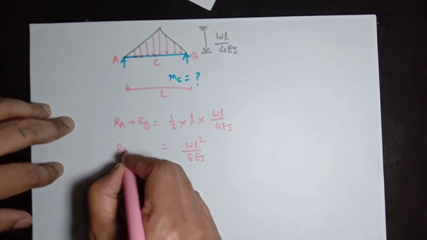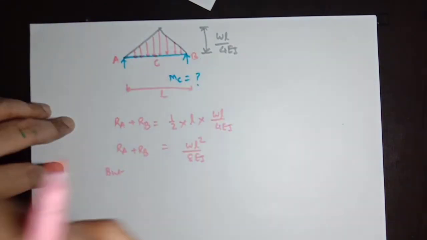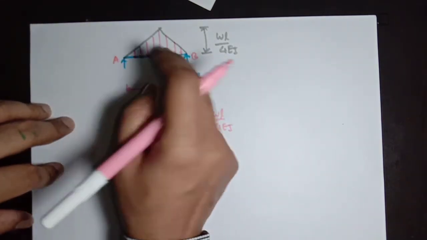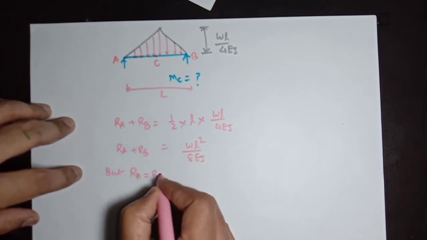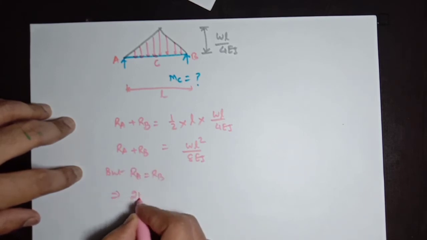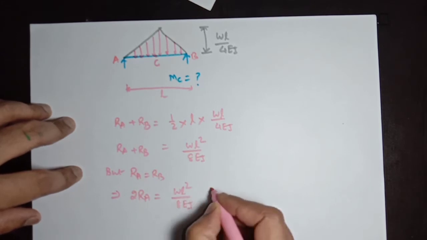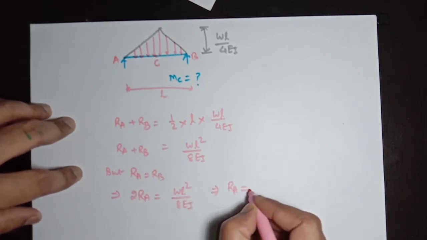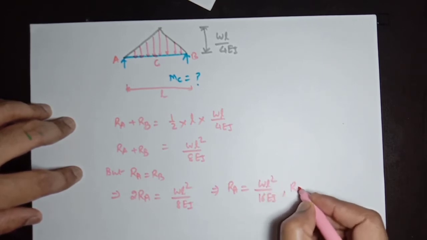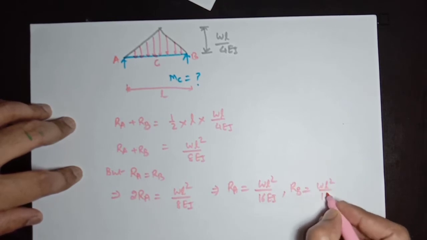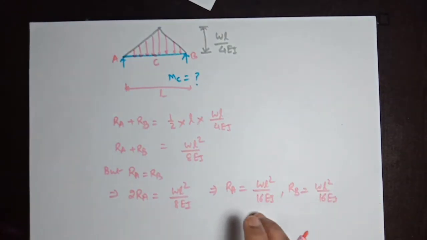The total load is acting here, RA plus RB. But the loading pattern is symmetrical about point C, either left or right, so we can say RA equals RB. Therefore you can write twice RA will be WL square divided by 8EI. Therefore RA will be equal to WL square divided by 16EI, and similarly RB will be equal to WL square divided by 16EI. I am done with the calculation of the reactive forces RA and RB, which are of the same value, WL square divided by 16EI.